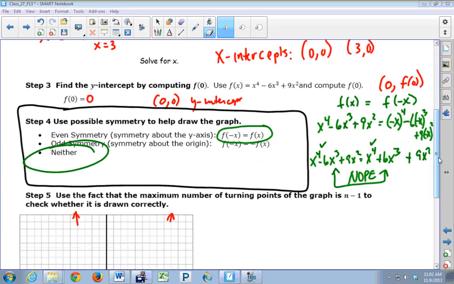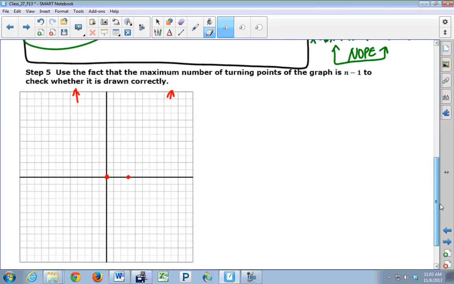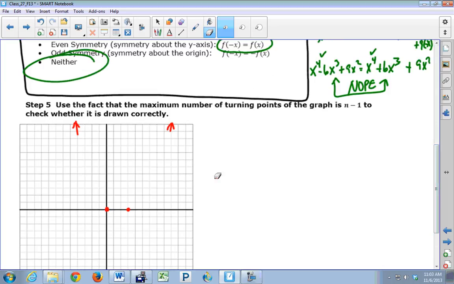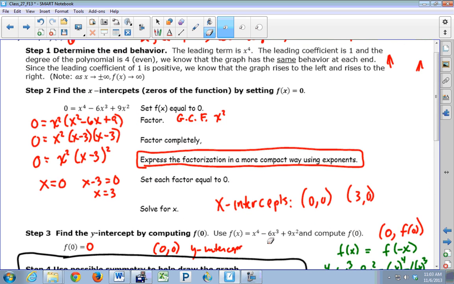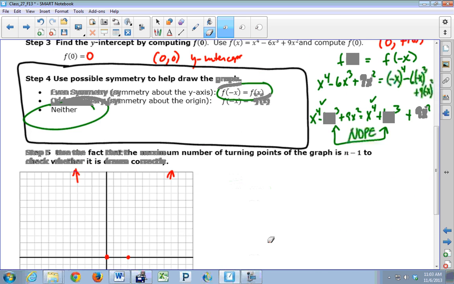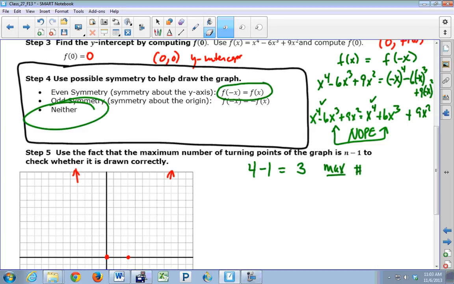So, okay, you say, all right, so this is not going to flip over the y-axis and have a mirror image, and we're not going to be able to rotate this around the origin either. So what can I do? Well, you use this very last step. Let's see what's the maximum number of turning points I can have. Well, my degree is 4, so the maximum number of turning points is 3. Maximum number of turning points. I may have 3, I may have less.